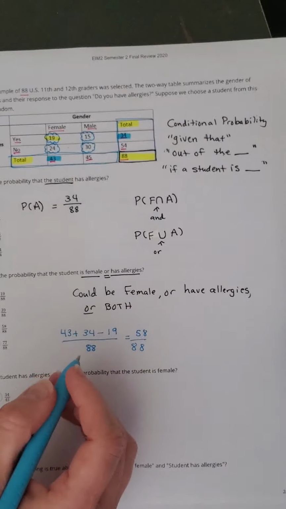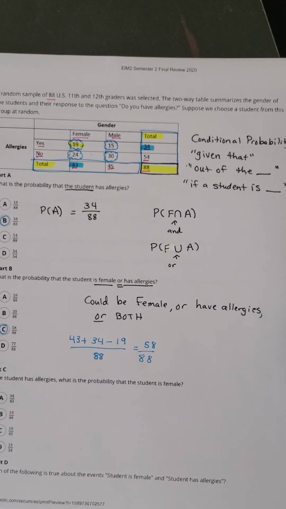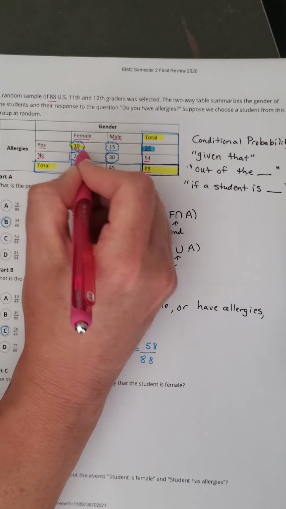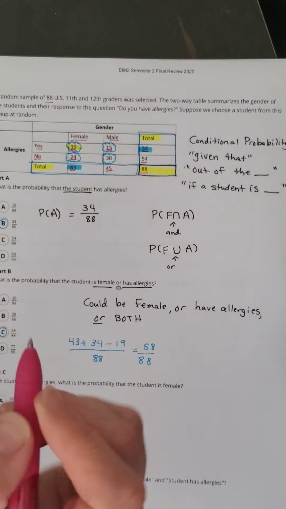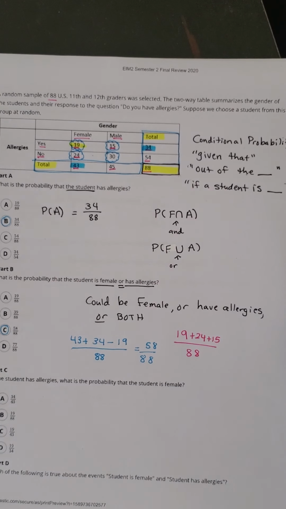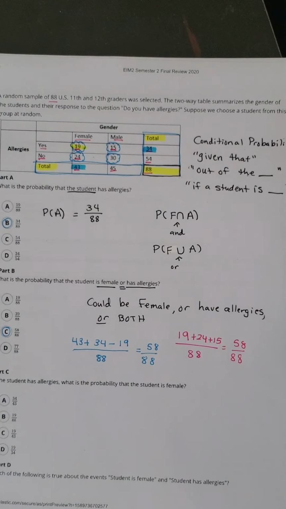Now this is the method that most students will use, but I also find students like this method. So if they're female or allergies, that would mean I would just take the people who have allergies, which are these people, and then the females, well, I've already counted them, so these people. So I would say, okay, that's 19 plus 24 plus 15 out of 88. And this will give me the same answer. 19 plus 15 plus 24 is 58. So you can do either method that you prefer.